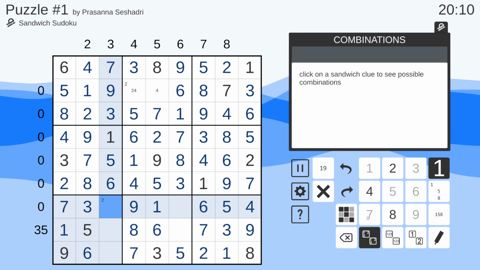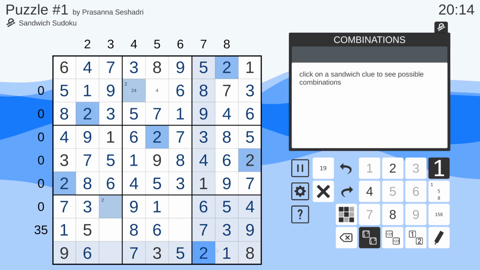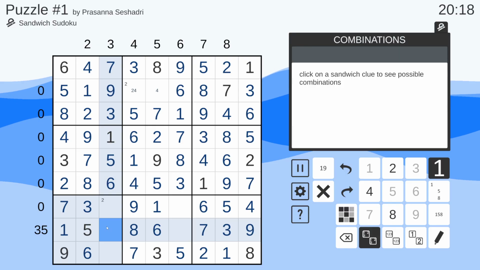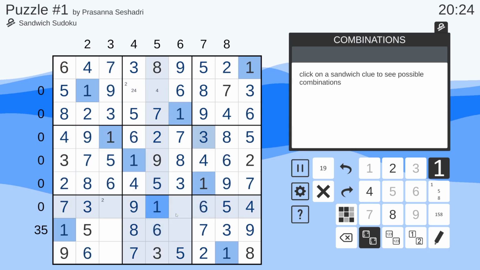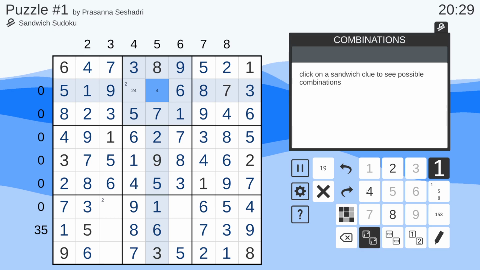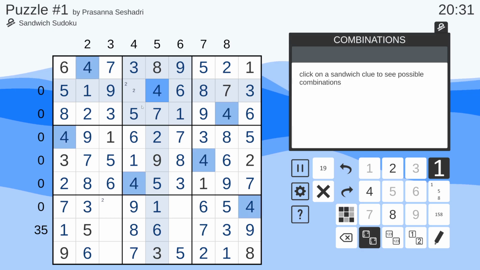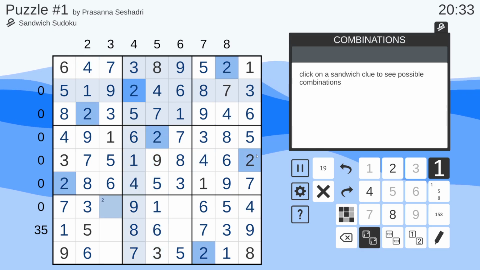Is that right? Why do we know that 2 has to go there? Why can't it go there? I thought it was, I don't know. I don't trust that one. Okay, well this is definitely 4. This is definitely 2.